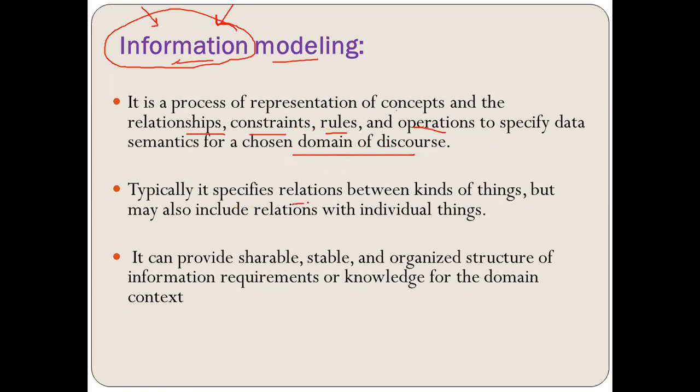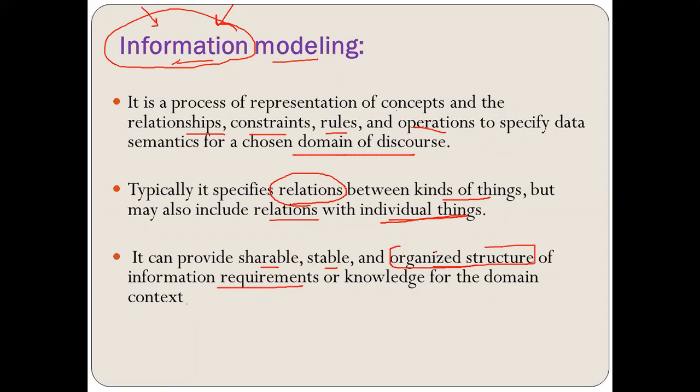Typically, it specifies relations between kinds of things, but also includes relations between or within the individual things. So if we have a group of things, technically we call them entities, we have different entities and the relationships are being defined between different entities. It can provide shareable, stable, organized structure of information requirements or knowledge for the domain context. That means whatever knowledge we have gathered, whatever knowledge is required, that has to be presented in an organized structure.